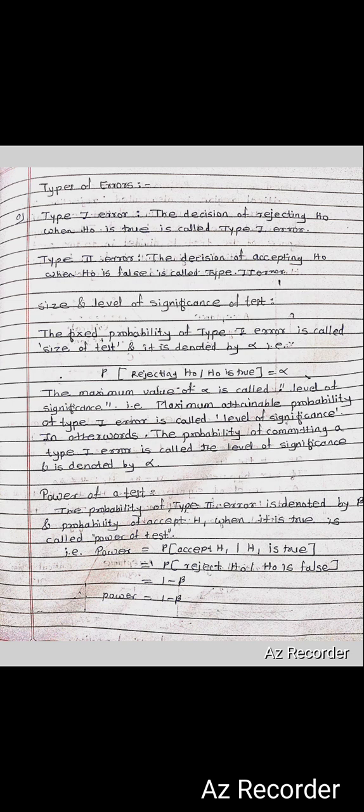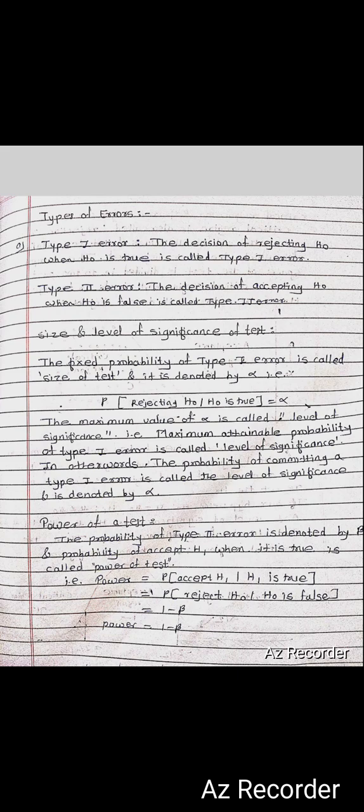Power of test, which is also equal to the probability of rejecting H naught when H naught is false. That means we reject H naught when it is false. That is equal to 1 minus beta. Power of test is denoted by 1 minus beta.